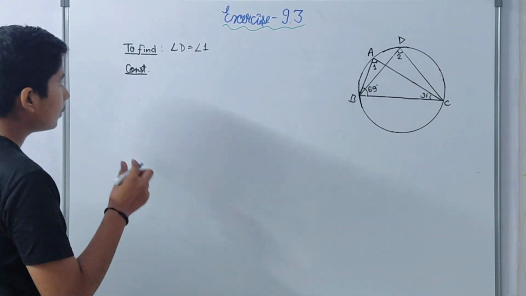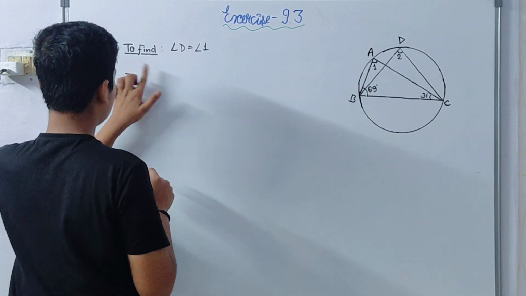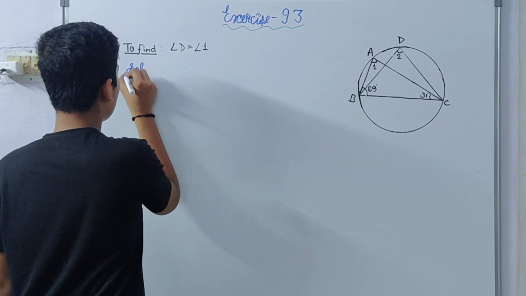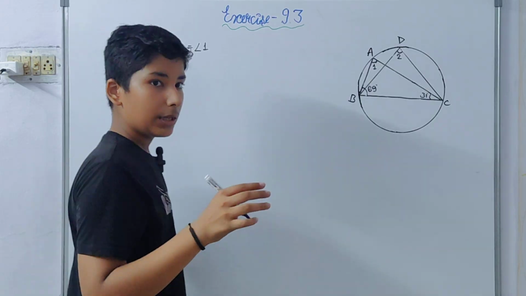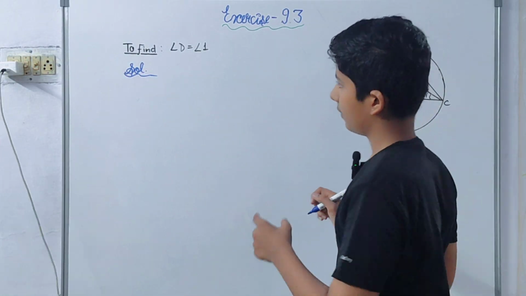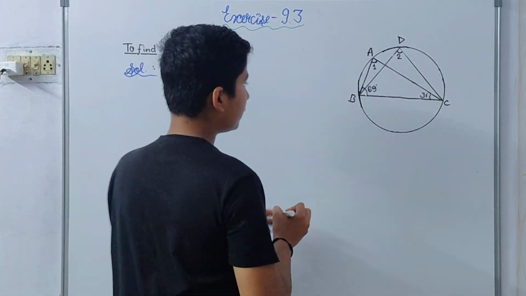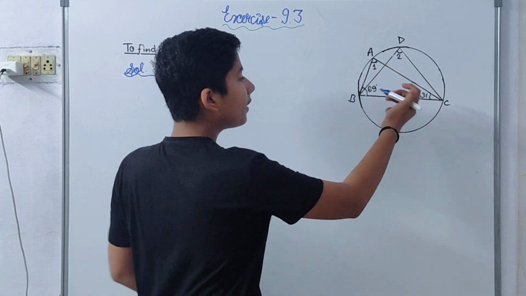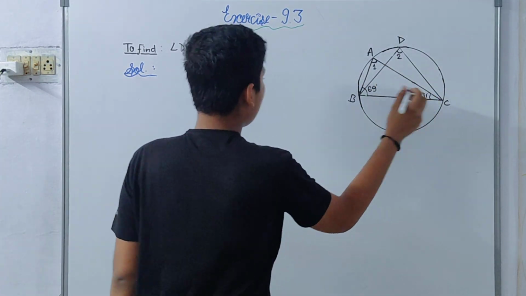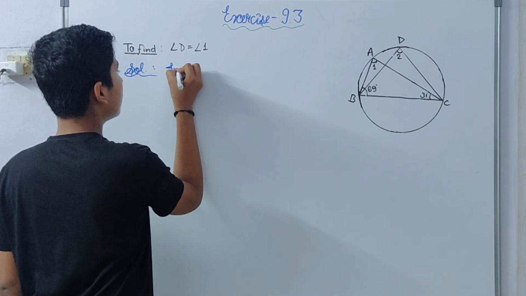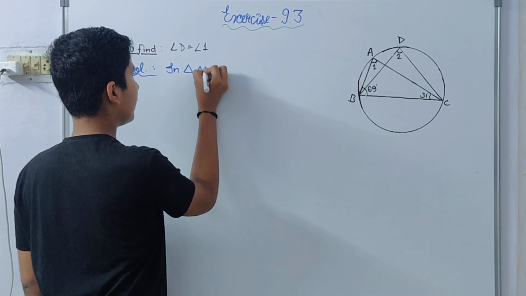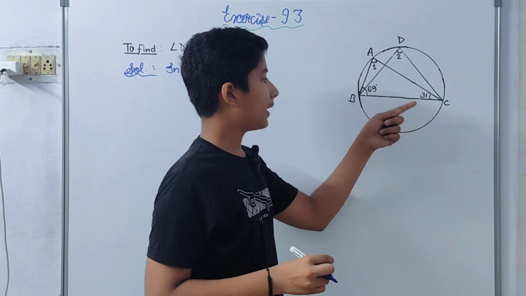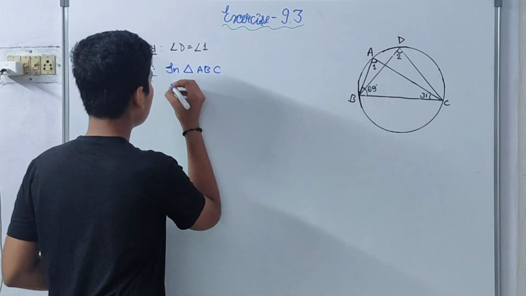Now see, there is no construction, so remove it. Just solution. So in this solution, what will we see? First of all, I'll write that in triangle ABC. Now we'll write the given information.